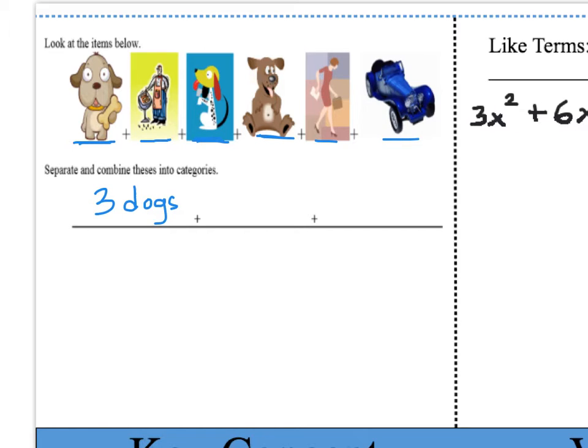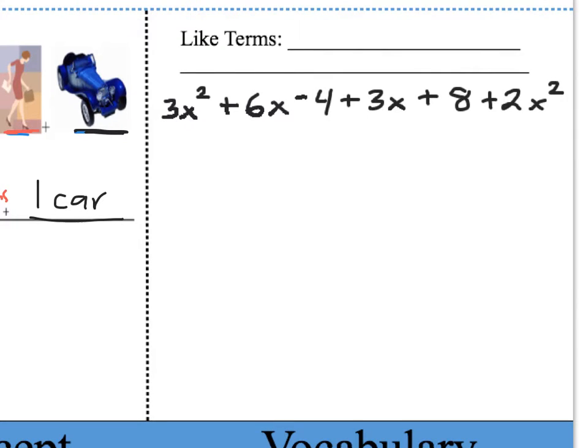And then I have human and human. So then I have 2 humans. I just combined the items that are alike. And then the last thing is I have 1 car. So all I did was combine items that look similar. I've got 3 dogs, 2 humans, and 1 car. The vocabulary I want you to know is called like terms. Like terms are terms with the same variable and raised to the same power.